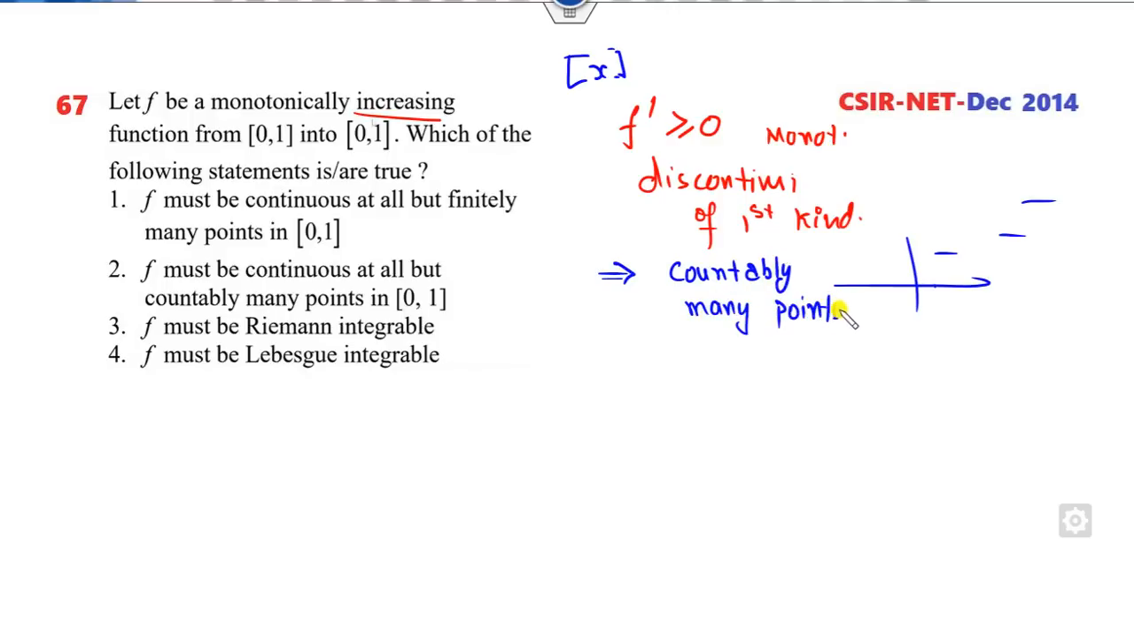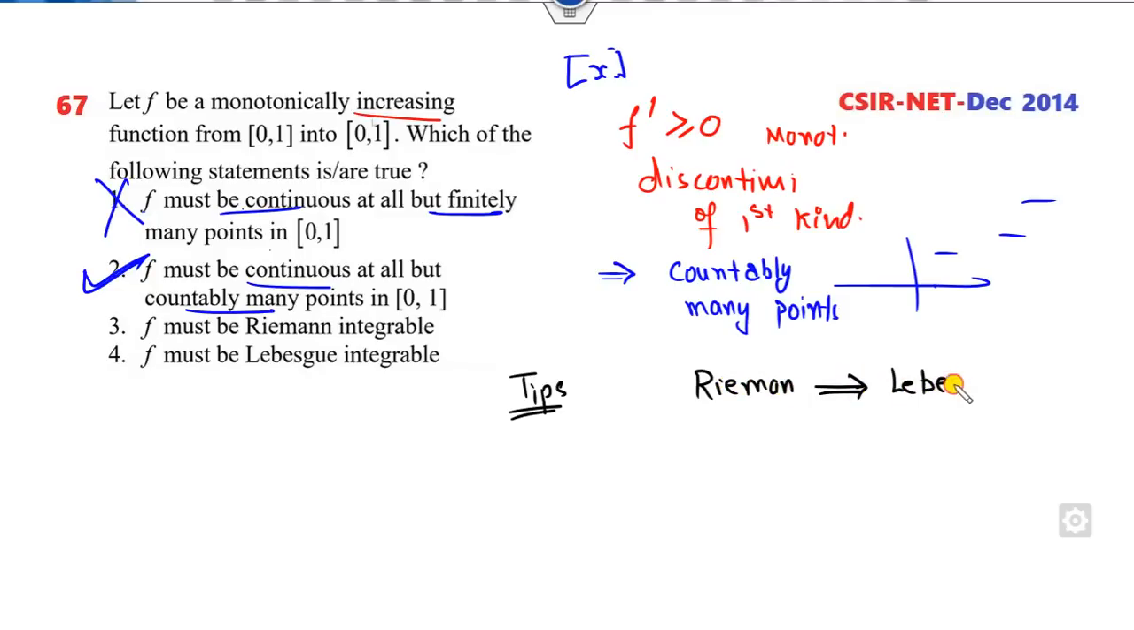So now you can check which of the following statements is correct. F must be continuous is not a correct statement, and finitely many points is not the option. F is continuous is not correct, but countably many is a correct option. Now how can you check about the Riemann and the Lebesgue? We all know if it is Riemann integrable, then it is Lebesgue integrable as well. So if the third option is correct, the fourth is automatically a correct option.